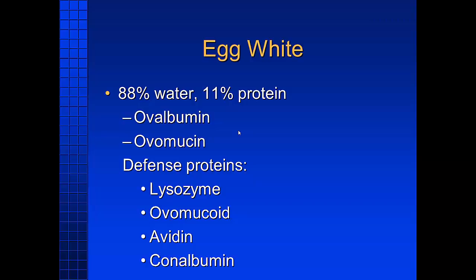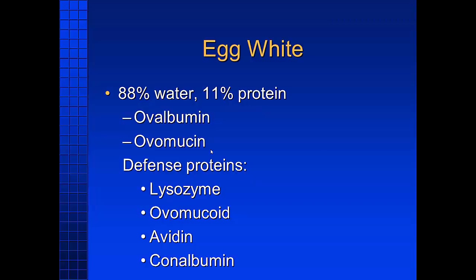So now we'll look separately at the white and the yolk of the egg, and so we'll start by looking at the egg white. The egg white seems fairly simple. It's 88% water, which is mainly what it is, and 11% protein, and there's only 1% of everything else. So the main constituents are water and the protein.